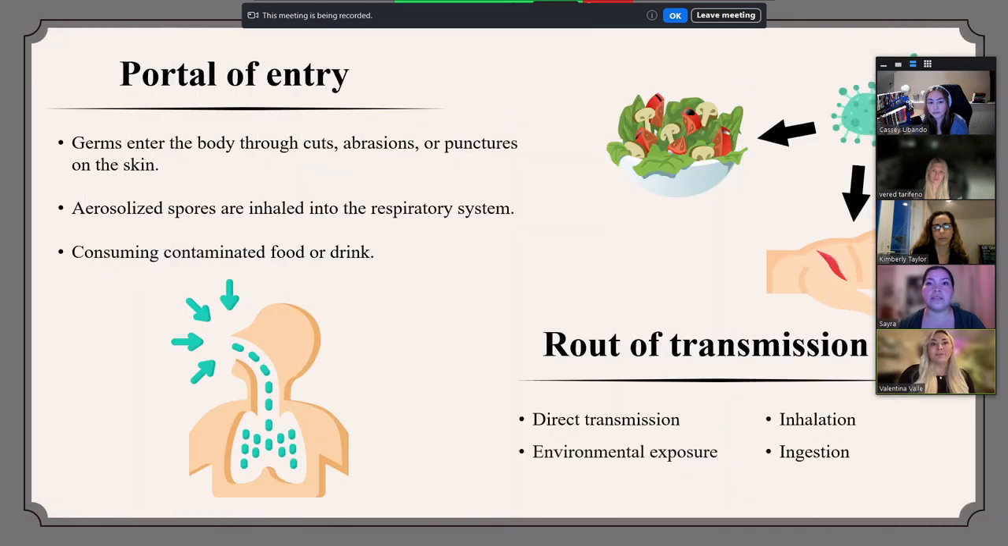Portal of entry. Cutaneous anthrax arises when skin cuts, abrasions, or punctures allow germs in. Inhalation anthrax occurs when someone inhales aerosolized spores into their respiratory system. Food or drinks contaminated with Bacillus anthracis can cause gastrointestinal anthrax.